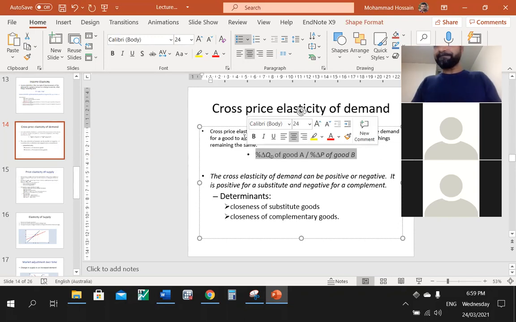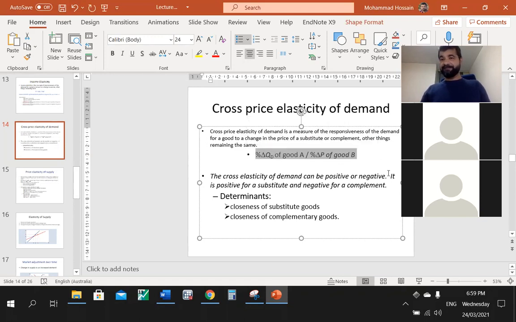Cross elasticity of demand can be positive or negative only. It is positive for substitute goods, negative for complementary goods. That's it. Positive, substitute goods. If it is negative, it is complementary goods. Now, what are complementary goods? Complementary goods are when two items are used together. We call them complementary to each other.